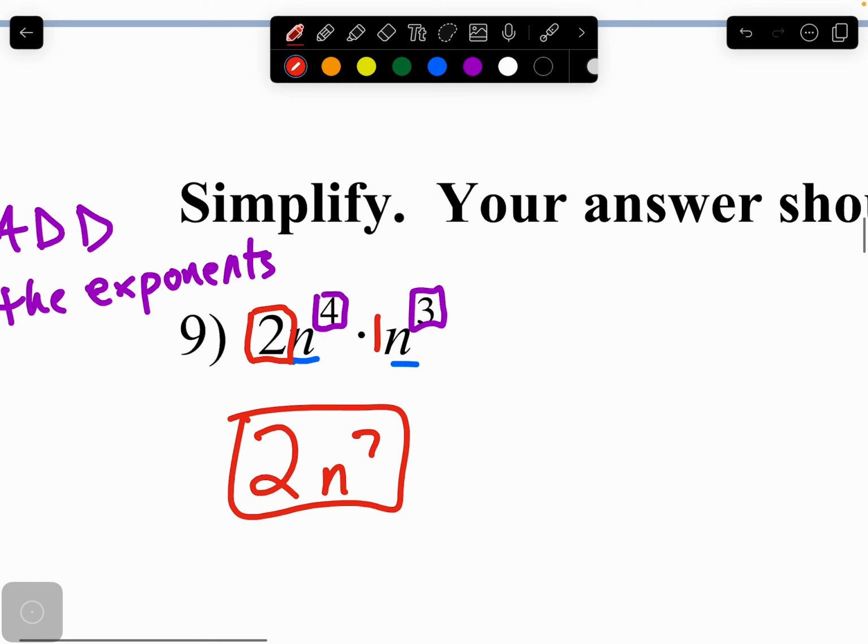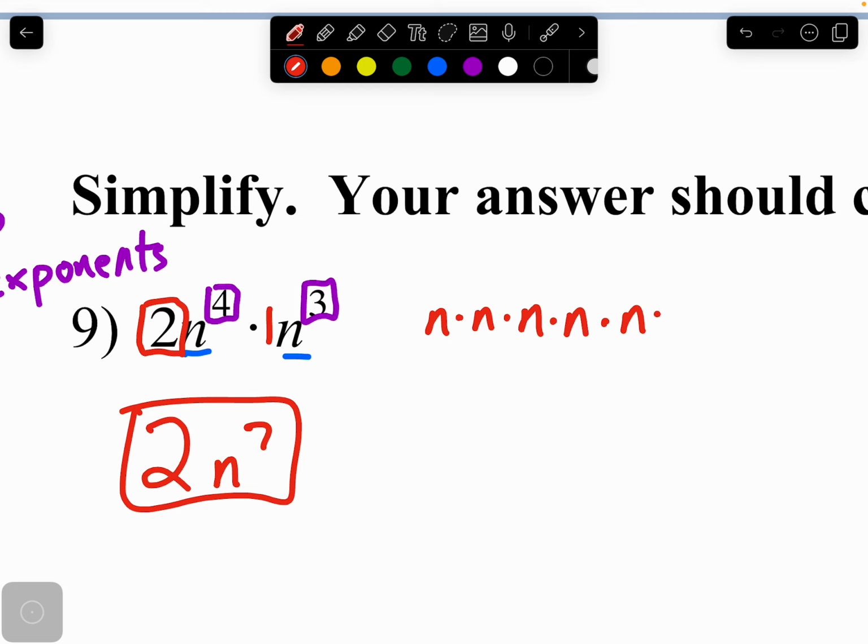It works like this, right? N to the 4th, there are 4 n's, and then n to the 3rd, there are 3 n's. So then how many are there total? 1, 2, 3, 4, 5, 6, 7, and that's how you get that.